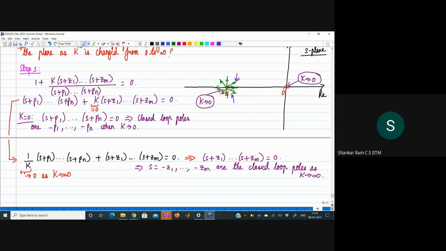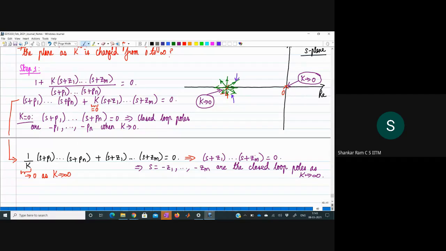The conjugate also must be a branch because we are dealing with polynomials with real coefficients. Once again, for polynomials with real coefficients, if we have a complex root, the conjugate also must necessarily be a root. That is the fact that we are using. However, how many branches can start from an open loop pole?